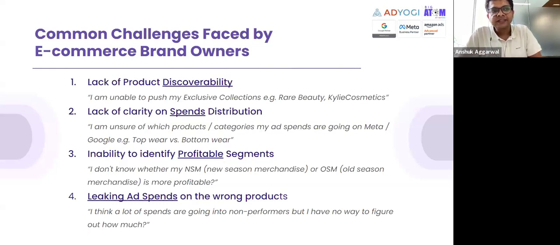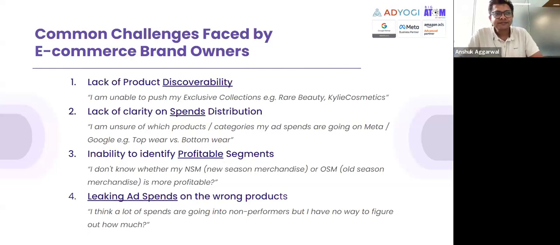The second challenge we have heard is, and this is a question I often ask many founders, what percentage of your spends on Meta and Google actually go to, let's say, top wear versus bottom wear? And it could be any categories, right? The idea is having very close control over where the spends are going is the second big challenge we have seen brand owners face.